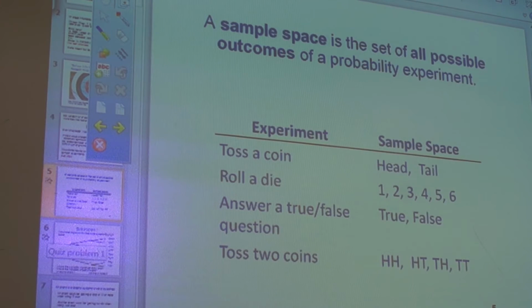Let's talk a little bit more about some other stuff. Sample space. You guys remember that? It's the set of all possible outcomes for a probability experiment. Right? So if I roll a die, my sample space is 1, 2, 3, 4, 5, 6.